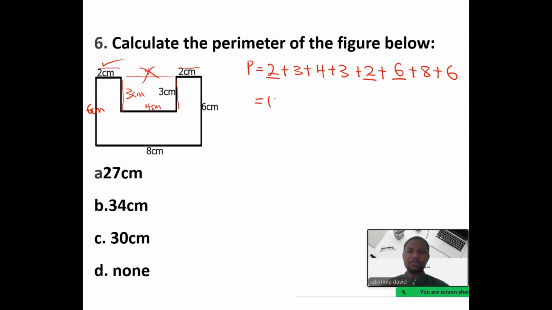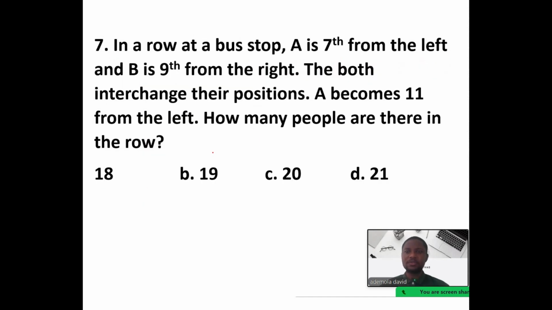2 plus 2 is 4, plus the 6, that will give you what? 10. Another 4 plus 6, that will give us another 10. And then what is left for me to add up? I have 3 plus 3, that's a 6. 6 plus 8, that will give you what? 14. So when you add all those numbers together, 20, 30, what? 34. And the answer is what? B.